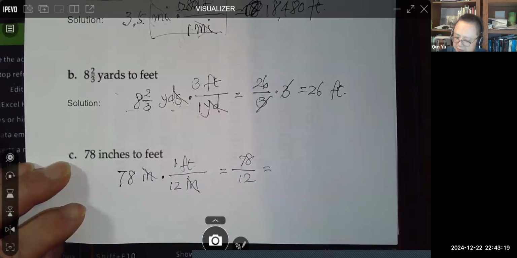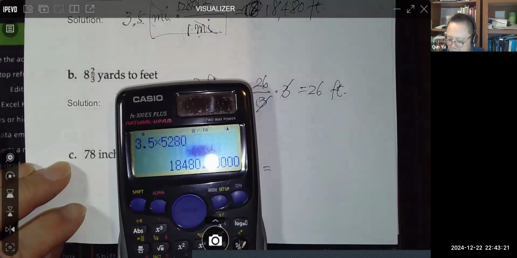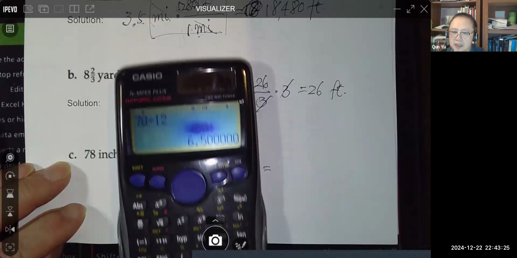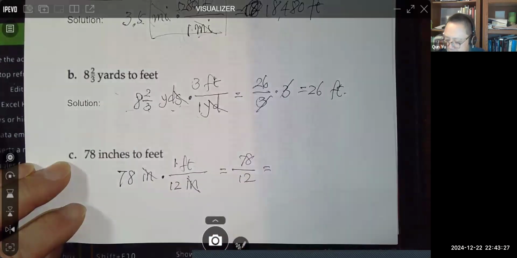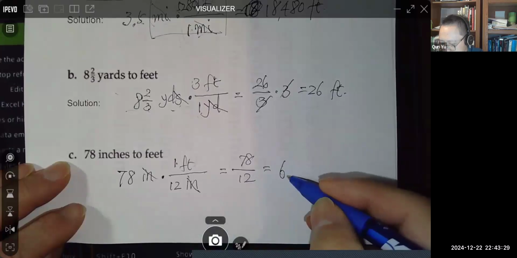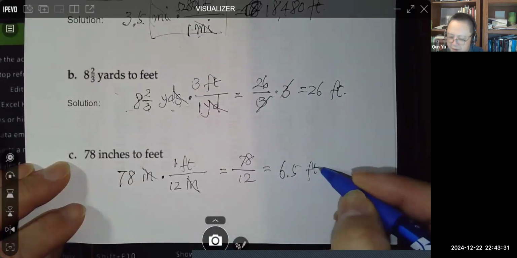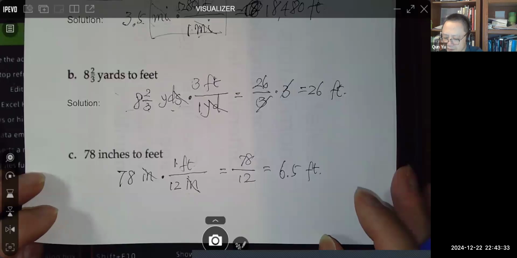So let's do that. 78 divided by 12. We get 6.5. Don't forget the unit, 6.5 feet.